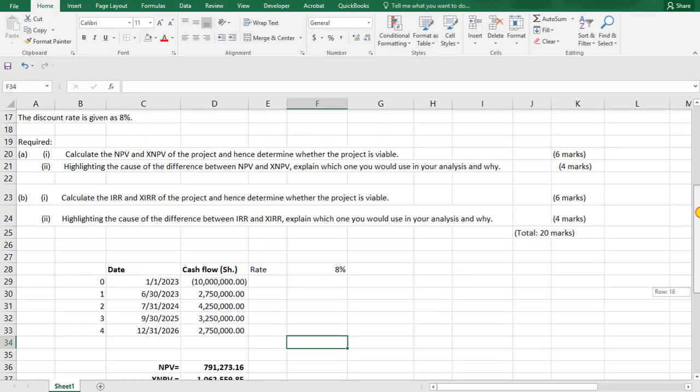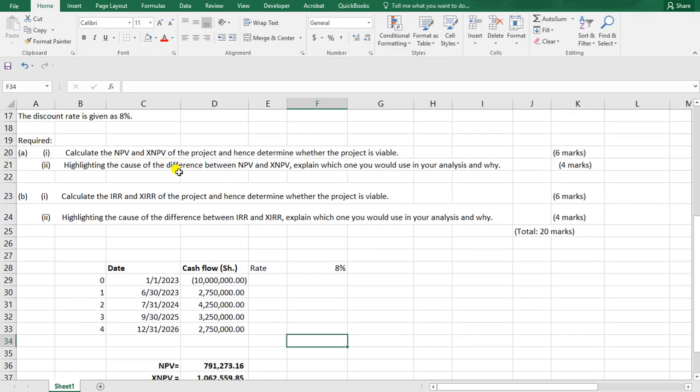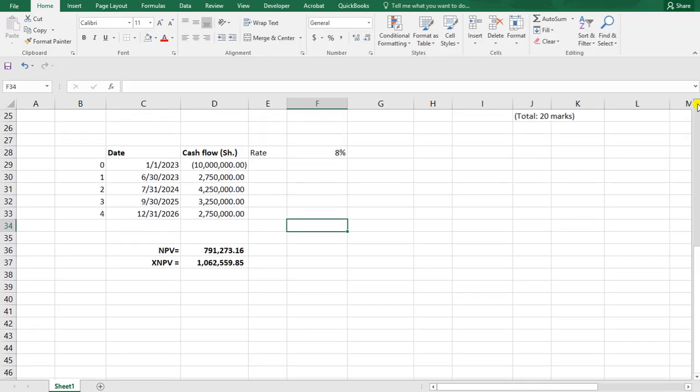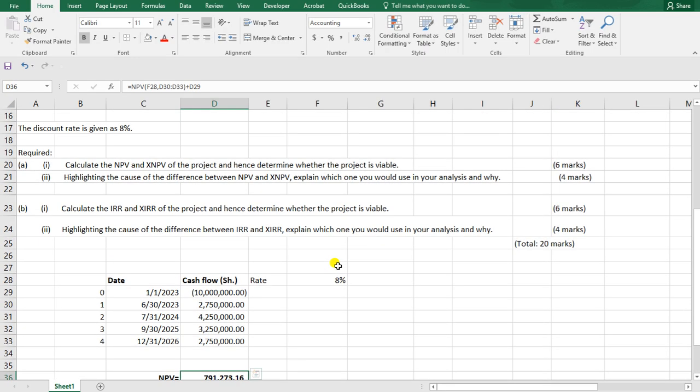So in this case, we've answered part A: calculate the NPV and XNPV of the project, and hence determine whether the project is viable. So how will you advise? This project is viable because we can see that our NPV is more than 0, so we're having a positive NPV, and also a positive XNPV. So these projects of ours are viable because we are having positive NPV and positive XNPV.